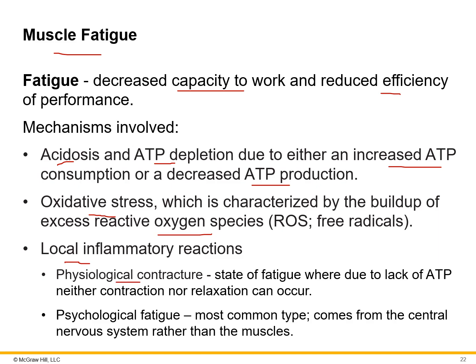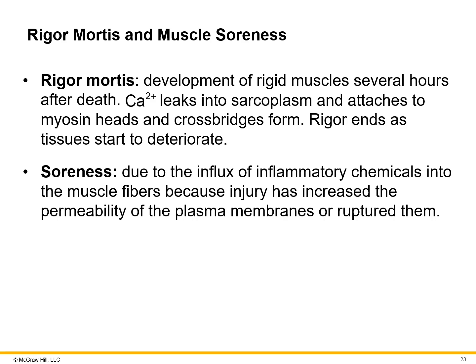So physiological contracture. This is a state of fatigue that's due to a lack of ATP. So neither contraction nor relaxation can occur. Then psychological fatigue is actually the most common type, and this comes from our central nervous system rather than from our muscles. So more psychological, more due to the nervous system's ability to contract muscles. Physiological means they cannot contract or relax.